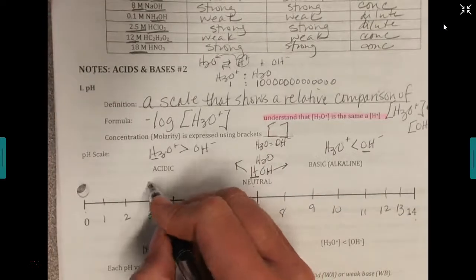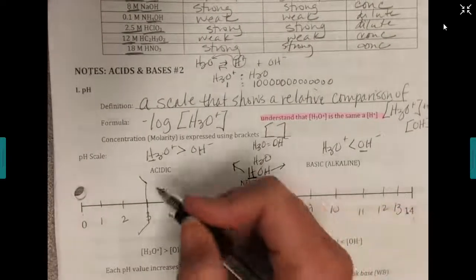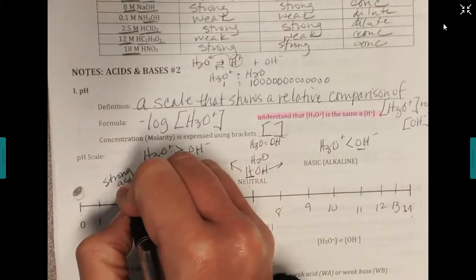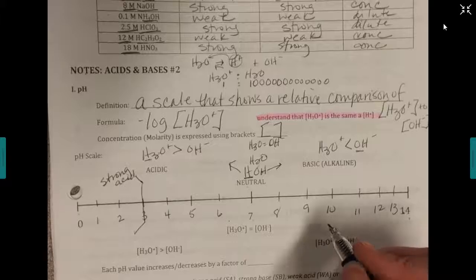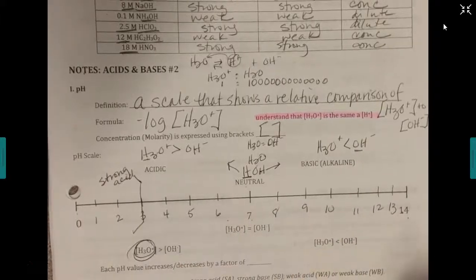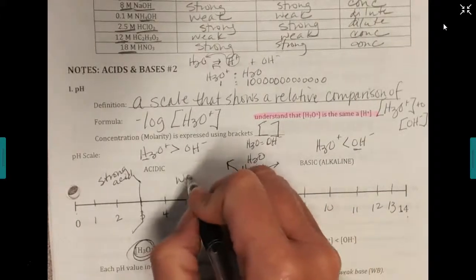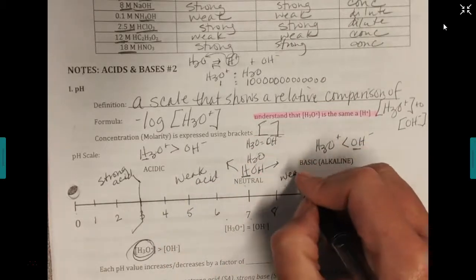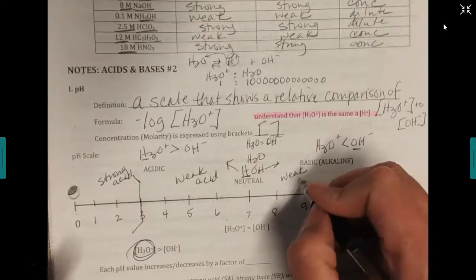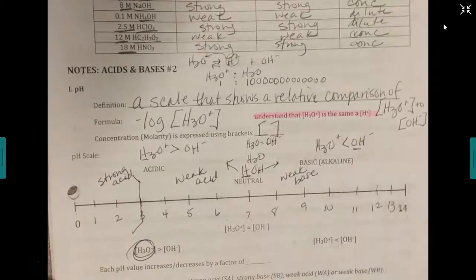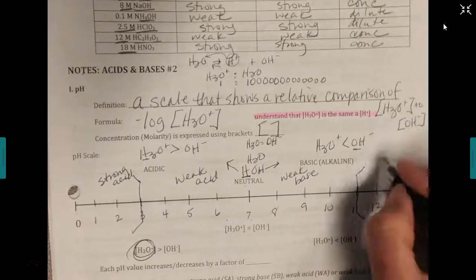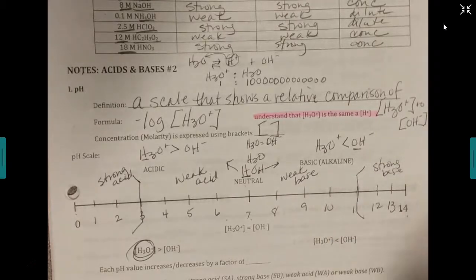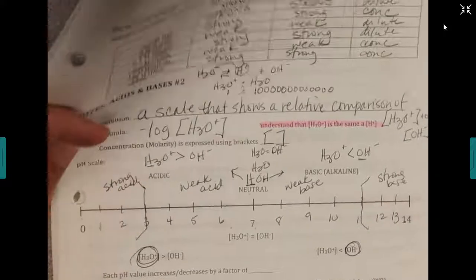Okay, so about a 3, sometimes 3.5. I'm not going to count off if you put 3.5. This is a strong acid. Here we have a greater hydronium concentration. Then all of this is going to be a weak acid. Then we have neutral, a weak base. Then between 10.5 and 11, it depends on who you're talking to. There's no exact. It's a strong base. Okay, so we have more hydroxides.